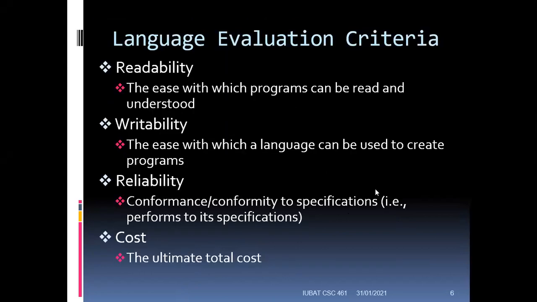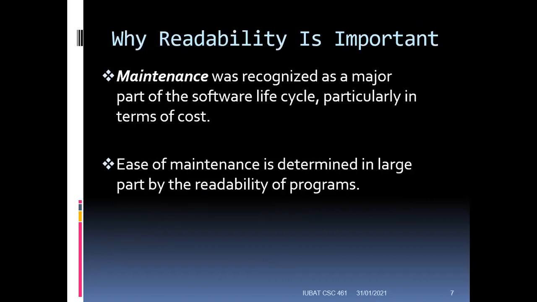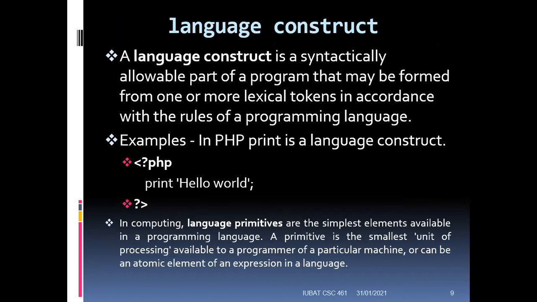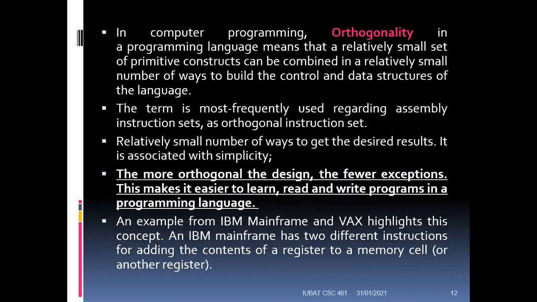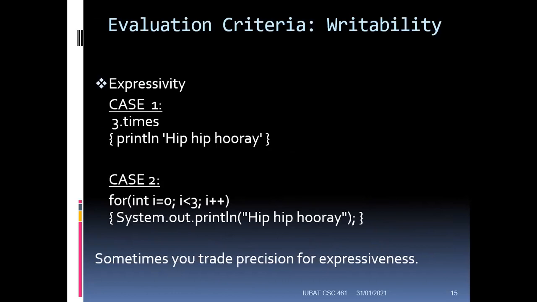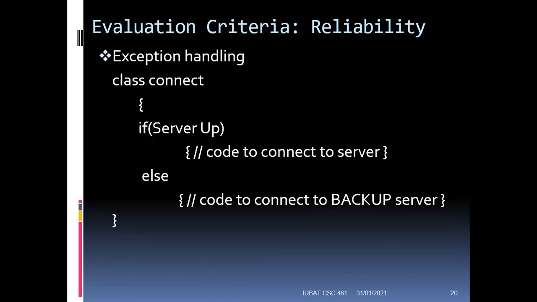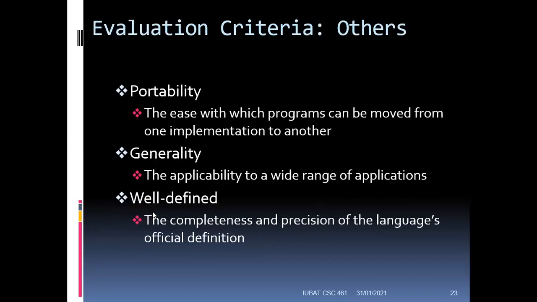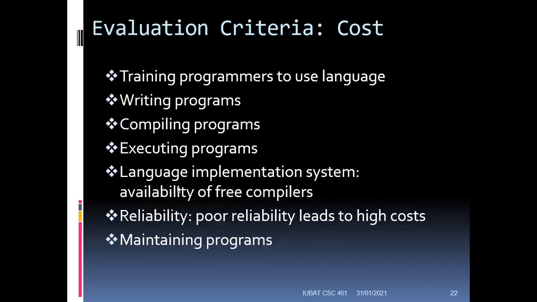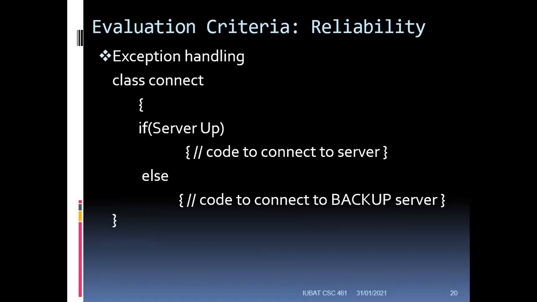Then we've studied the 7 evaluation criteria, the main evaluation criteria of a programming language, that is readability, writability, reliability, cost. Then we had these 3 as well, where we got generality, portability, and well-definedness. Oh, yeah, so these 3 as well. Okay. Now, one was left, that was reliability.